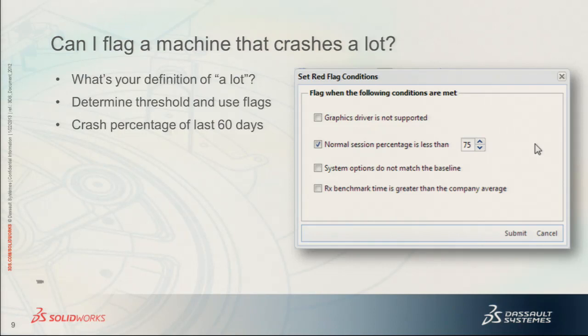In other words, if his normal sessions threshold drops below 75%, in other words, he has 25% killed sessions or crash sessions, then we need to flag this particular account as having a problem. This particular machine is having a problem. And again, that's the crash percentage over the last 60 days. So you can get that notification. So let's do this guy and see if we can show how that goes.